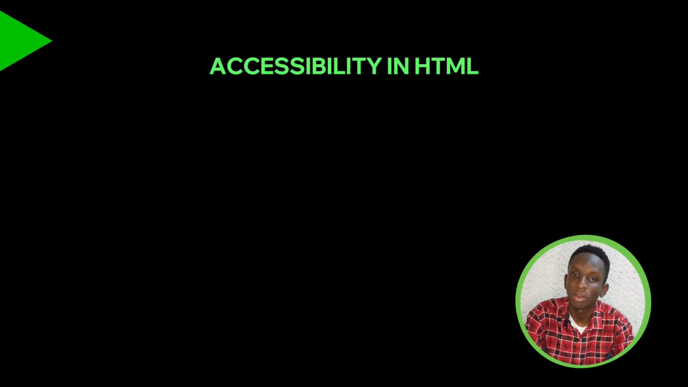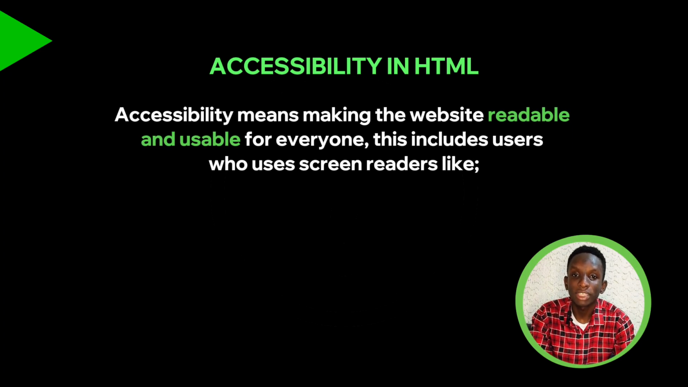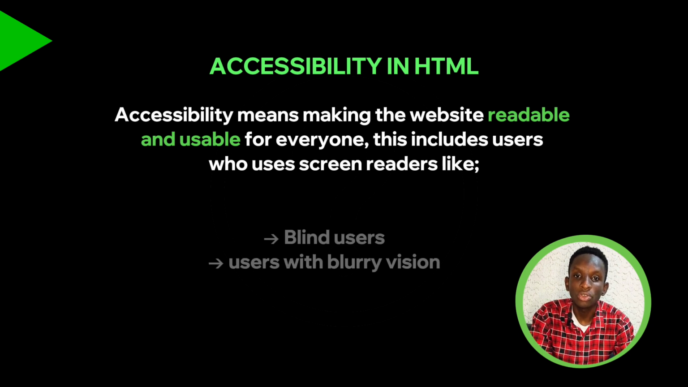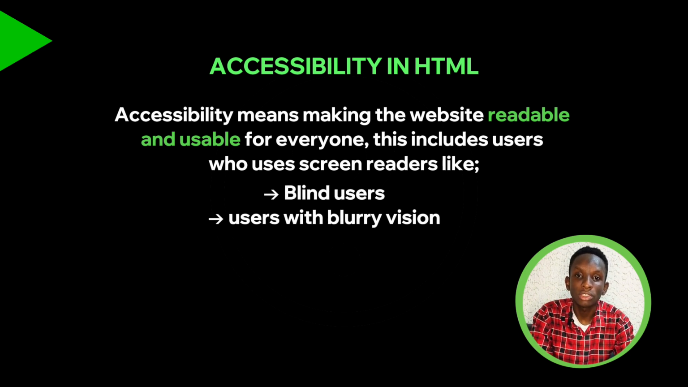Alright guys, let's look at accessibility in HTML. Accessibility means making the website usable for everyone, including users who use screen readers. Those are blind users or those who have blurry vision and cannot read from the screen, so they use a screen reader. Let me show you what a screen reader looks like.